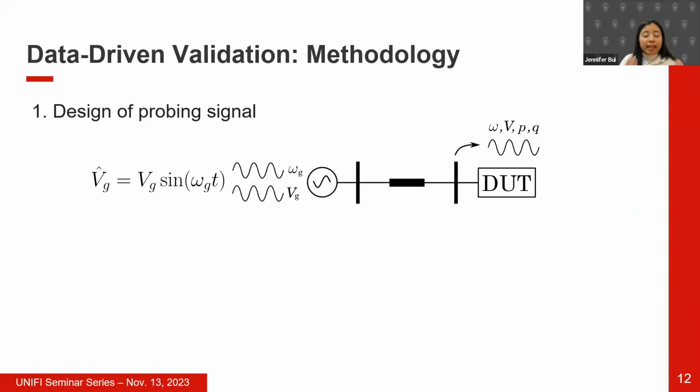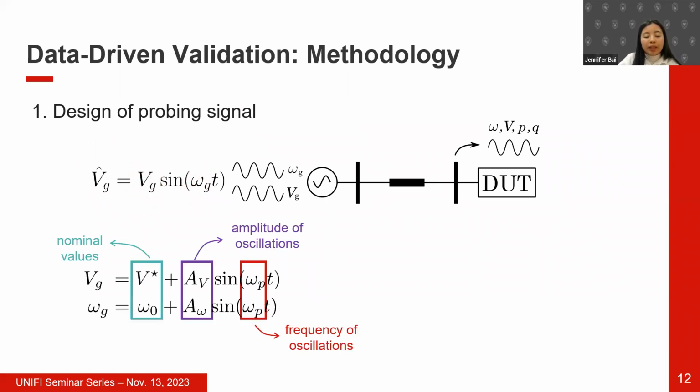So we begin with designing the probing signal. Here in this 2-bus system, this is the device under test, and this is another source. The voltage waveform of that source is defined as follows with a voltage magnitude and frequency. The disturbance is designed as an oscillation around the nominal values of voltage magnitude and frequency, where these parameters, the amplitude and frequency of the oscillations, are values that we can choose.